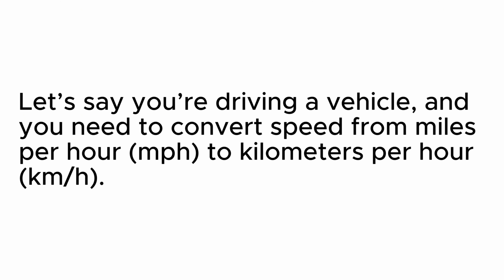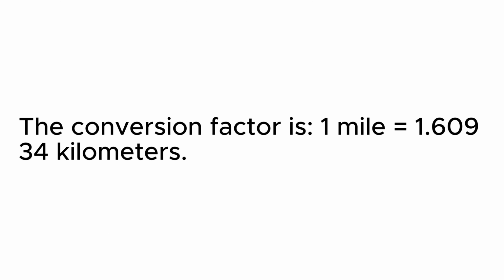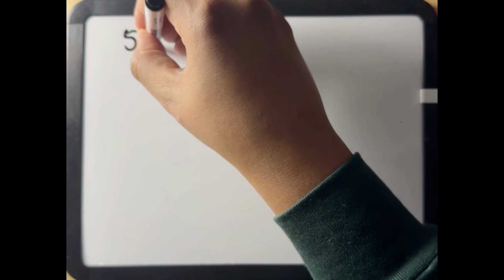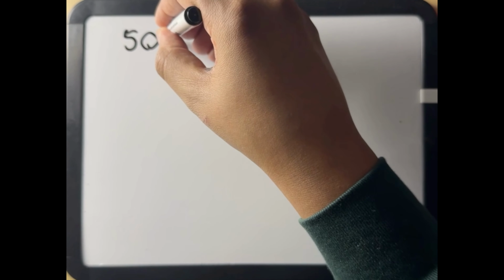Let's say you're driving a vehicle and you need to convert speed from miles per hour to kilometers per hour. This conversion factor is 1 mile equals 1.60934 kilometers. If you're traveling at 50 miles per hour, how fast are you going in kilometers? Let's solve this. So we know that we can set our problem up like this.